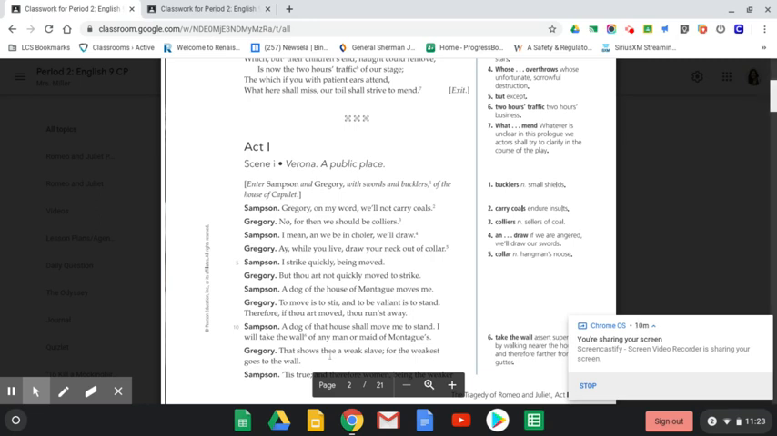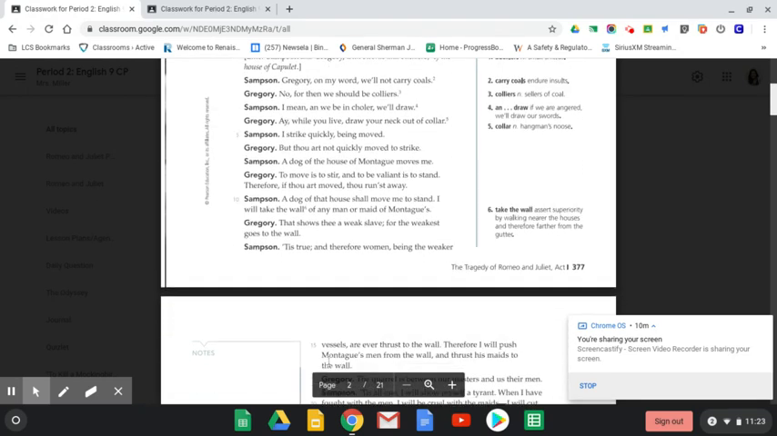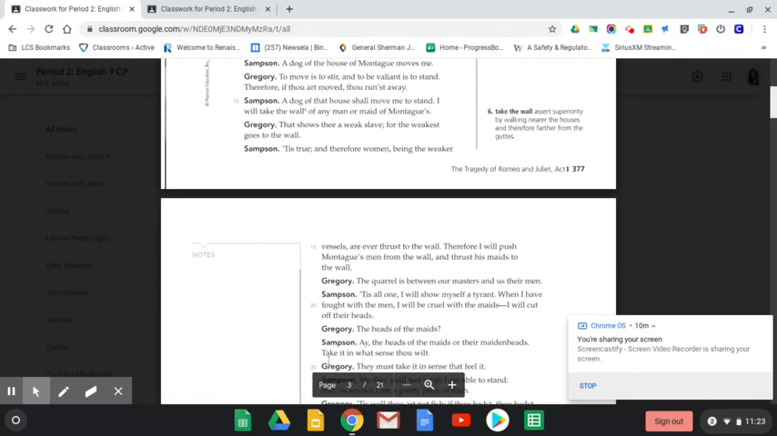"Thou showest thee a weak slave, for the weakest goes to the wall." "'Tis true, and therefore women, being the weaker vessels, are ever thrust to the wall. Therefore I will push Montague's men from the wall, and thrust his maids to the wall." "The quarrel is between our masters and us, their men." So Gregory is saying, hey, we shouldn't be attacking the other side's servants and people working for them. This conflict is between the families, not just their men.